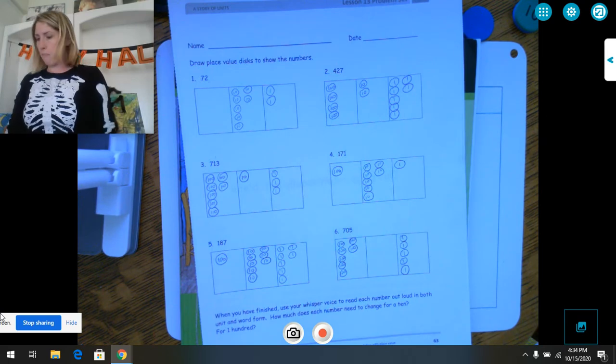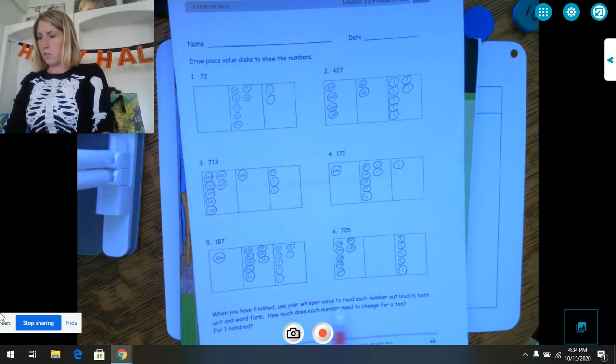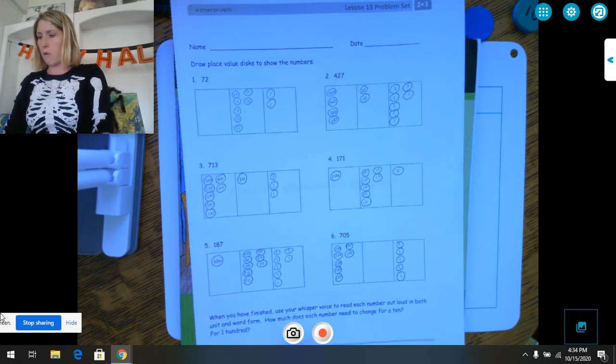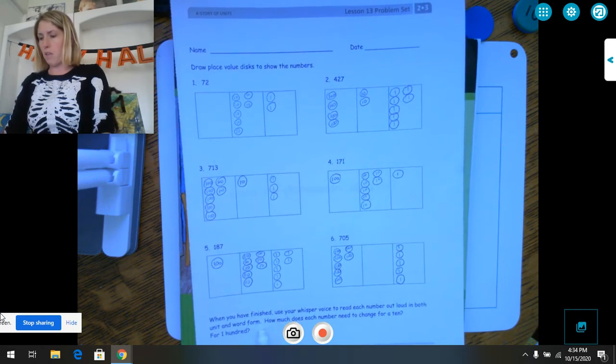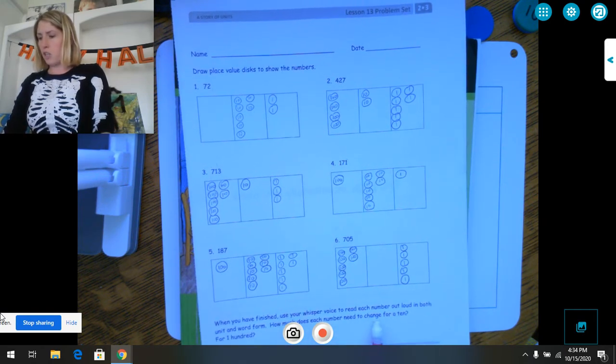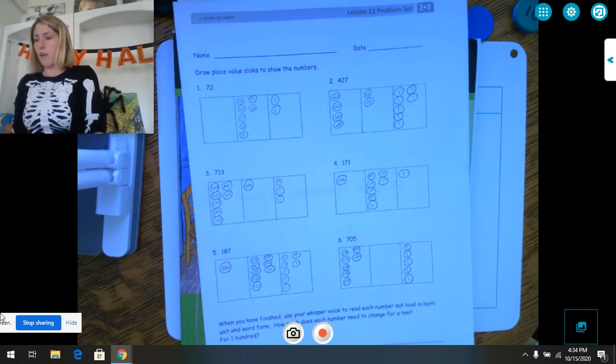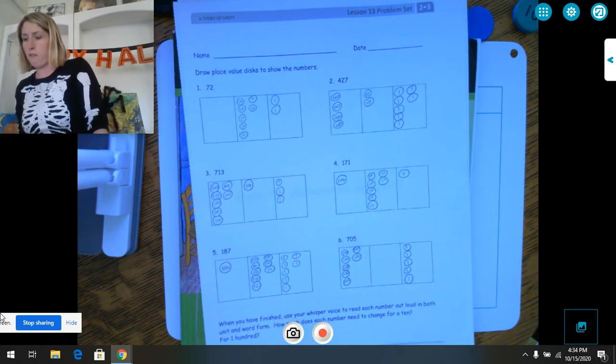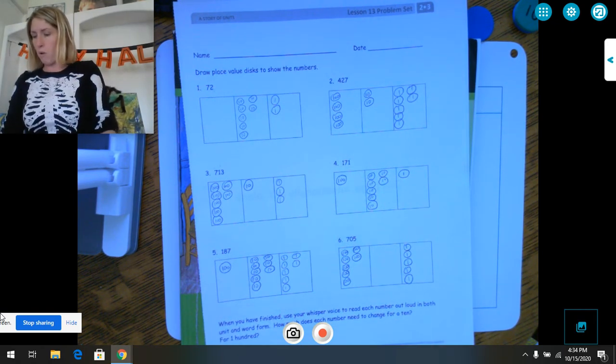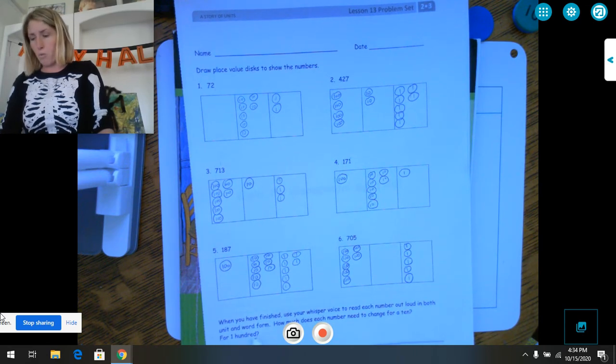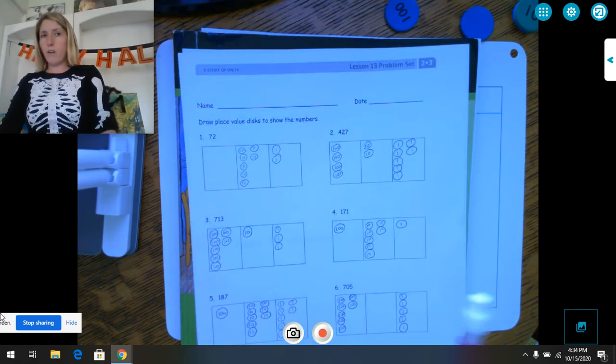Perfect. Okay, when you have finished, use your whisper voice to read each number out loud in both unit and word form. How much does each number need to change for a 10? For 100? All right, well, that's a lot of directions, so let's go with the first one first. It says, read them both out loud in unit form and word form.